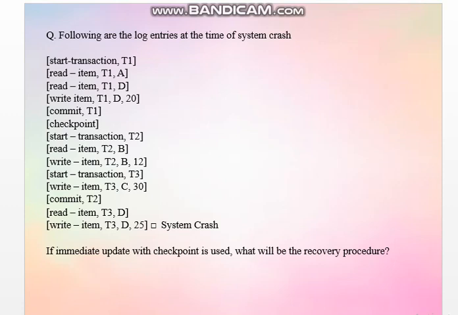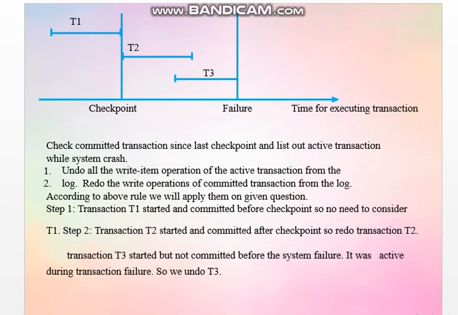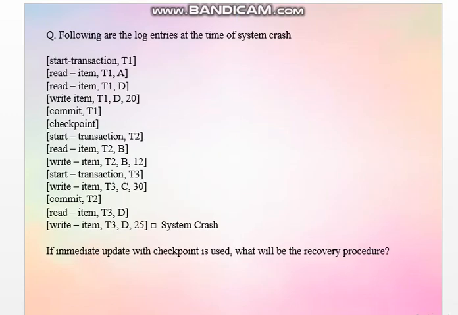If the immediate update recovery method is used, what will be the recovery procedure? The immediate update recovery method is a method where the write operation is executed at the same time. It does not pay attention to whether the transaction is committed or not, but applies all the changes of the write operation on the data item while the transaction is in execution. This diagram shows the execution of T1, which has a checkpoint, then T2, and then this particular time is where the transaction failed.